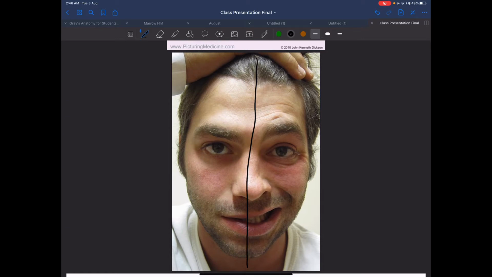Pause the video, try to name them. Okay, now let me see. If you all have tried, then that's good. If not, I'll tell you. This is Bell's palsy. What is Bell's palsy?